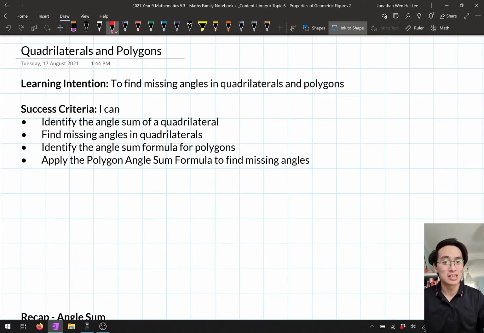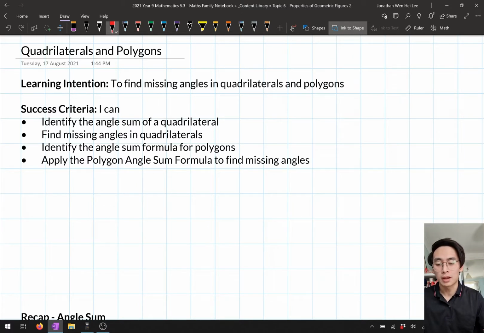In today's lesson we're continuing with our topic of properties of geometric figures, and we're having a look at quadrilaterals and polygons. Last lesson you went through finding the missing angles on parallel lines. Today we're looking at quadrilaterals, so four-sided shapes, and polygons, so shapes with multiple angles. Let's just quickly talk about what we're dealing with.